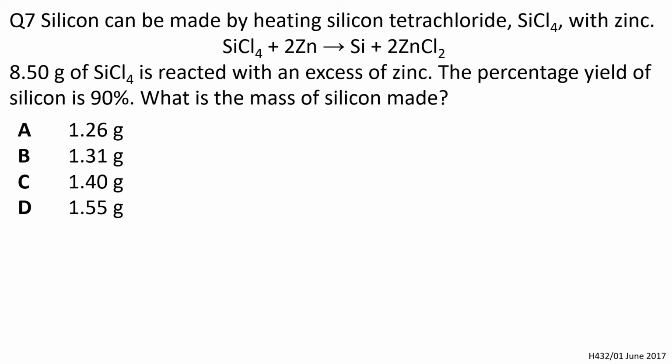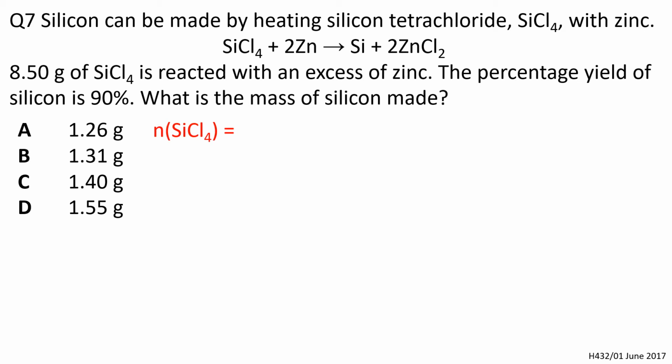Okay, so next up we've got a percentage yield question. To make things a little bit more simple for us, they've given us a balanced equation. Instead of working out the percentage yield though, the question has given us the percentage yield and we need to work backwards to get to the mass of silicon made.